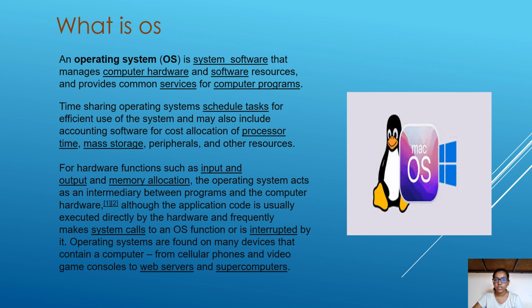For hardware functions such as input and output and memory allocation, the operating system acts as an intermediary between programs and the computer hardware. Although the application code is usually executed directly by the hardware and frequently makes system calls to an OS function or is interrupted by it, operating systems are found on many devices that contain a computer, from cellular phones and video game consoles to web servers and supercomputers.